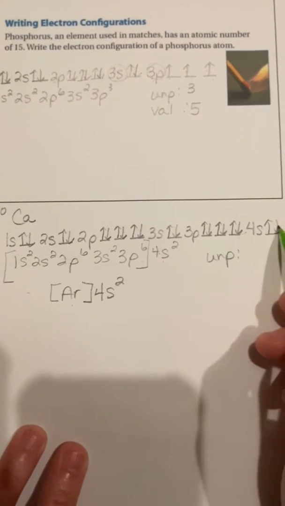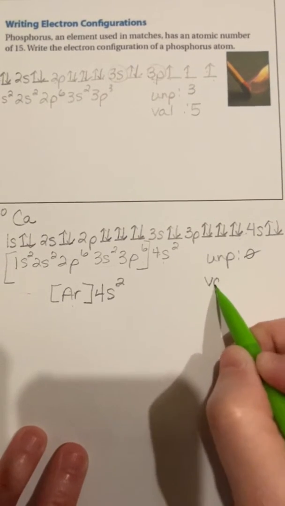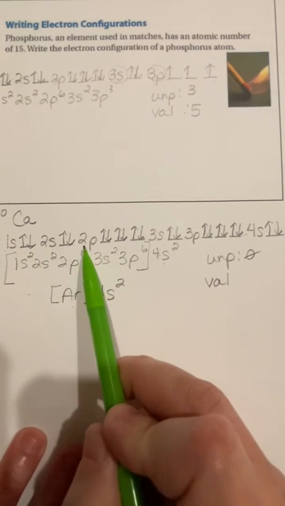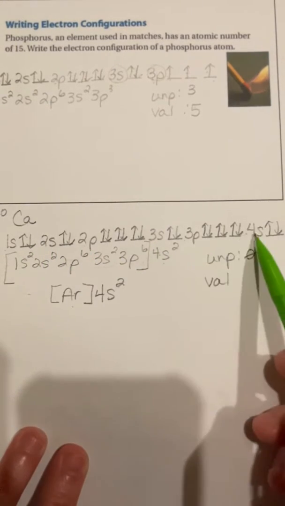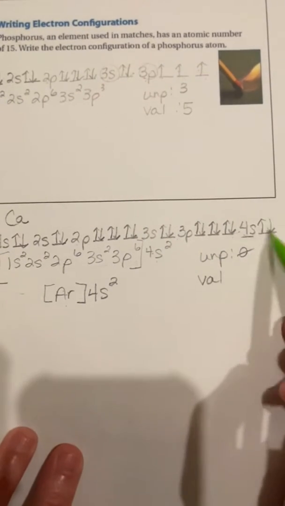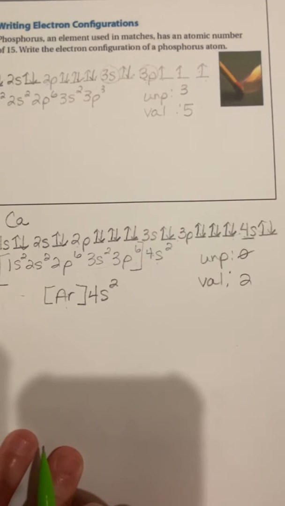Okay, unpaired. This guy has 0 unpaired all the way until the very end. They're paired up. So those have no unpaired electrons. Valence, okay, I've got electrons in level 1. I've got them in level 2. I've got them in level 3. This is my highest level though. Level 4 is my highest level, and there's 2 electrons in there. So calcium has 2 valence electrons.